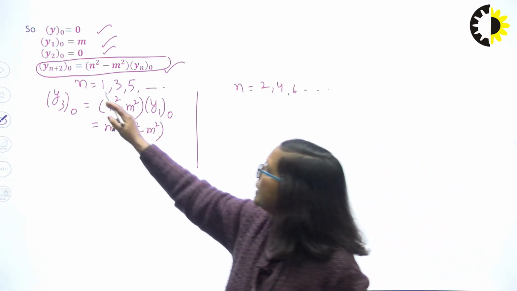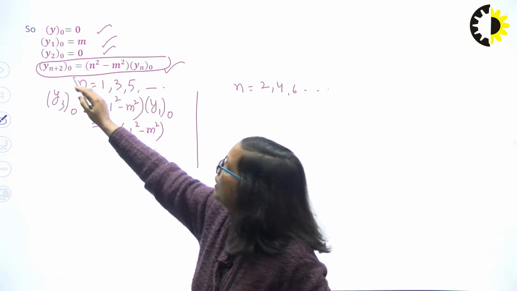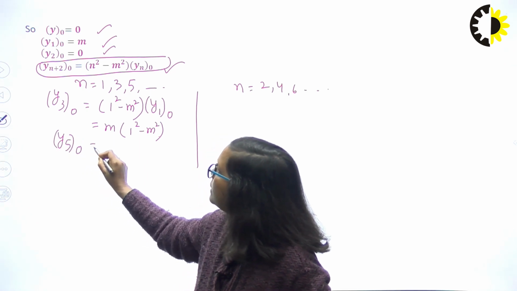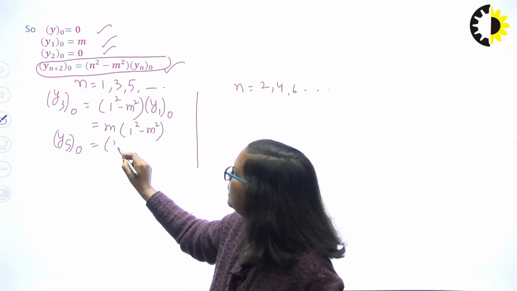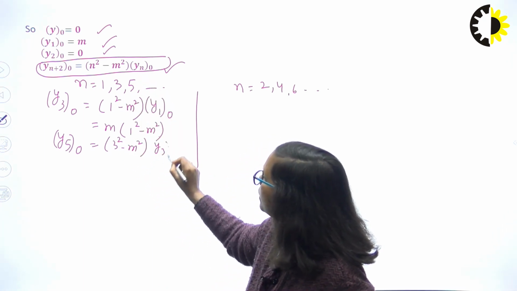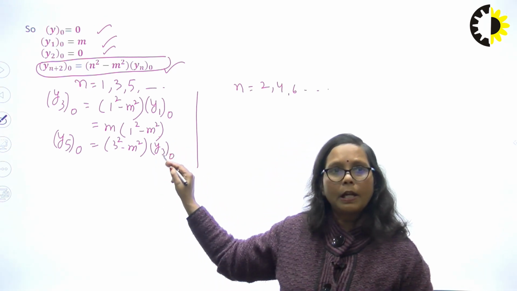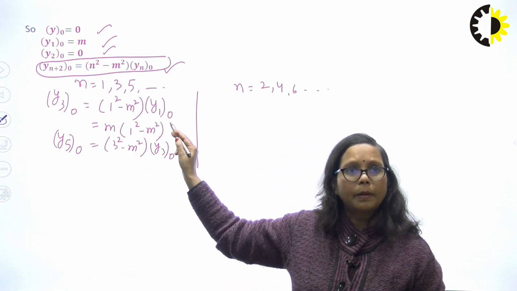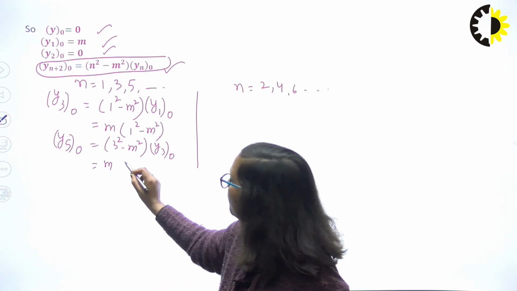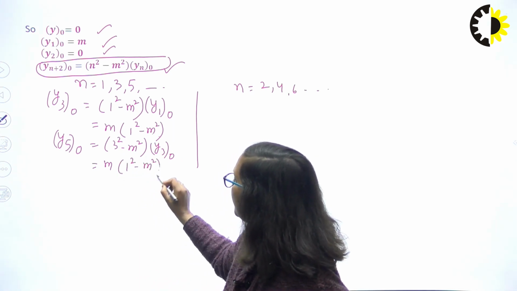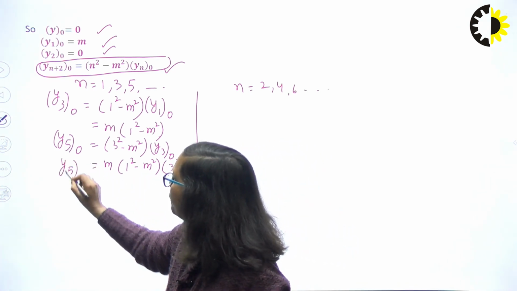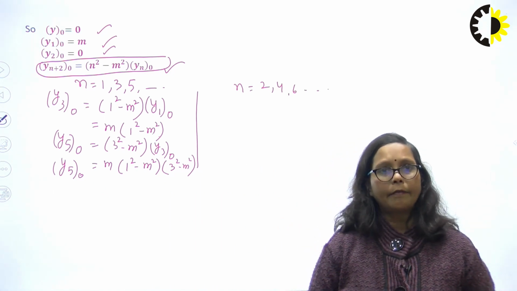What next? Put the next value, n equal to 3, in this relation. Putting n equal to 3 gives me here y50. What is this? Putting n equal to 3, this is 3 square minus m square into y30. And from where do we get this y30? We have already calculated this y30 in the last step. Put its value over here. So this will become m into 1 square minus m square into 3 square minus m square. This is the value of y50.